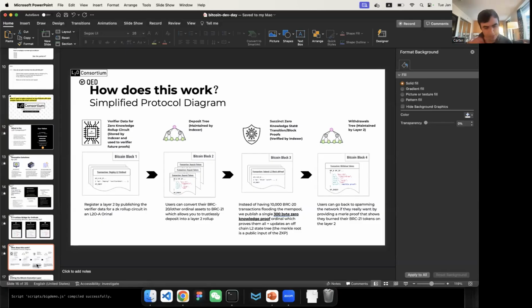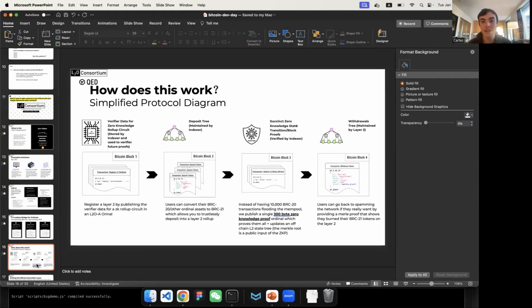And then we have a deposit tree that's maintained by an indexer. The idea here is that this is kind of like the last indexer you'll ever have to install to your Bitcoin node, because you can make any Turing complete protocol into a zero knowledge circuit and then just use an L2O supported Bitcoin node to index it, and you don't have to make a new indexer or plugin every time we have a new Bitcoin application or a Bitcoin standard coming online.